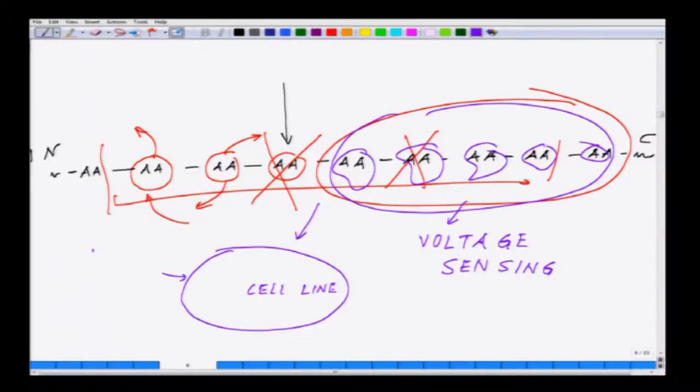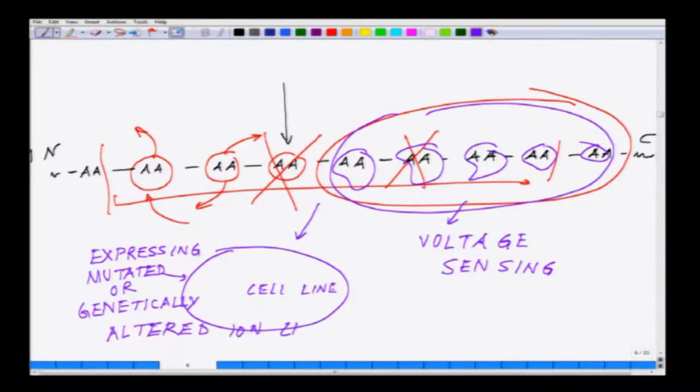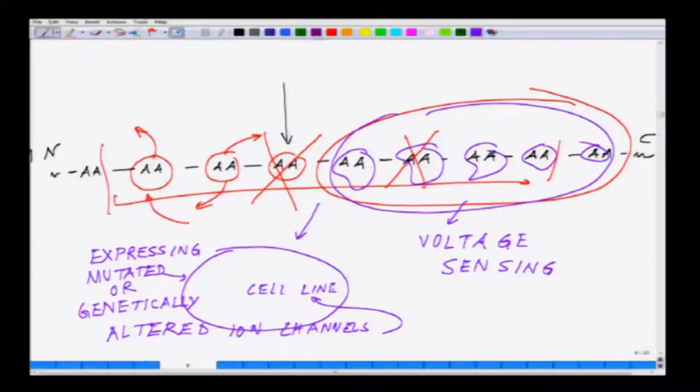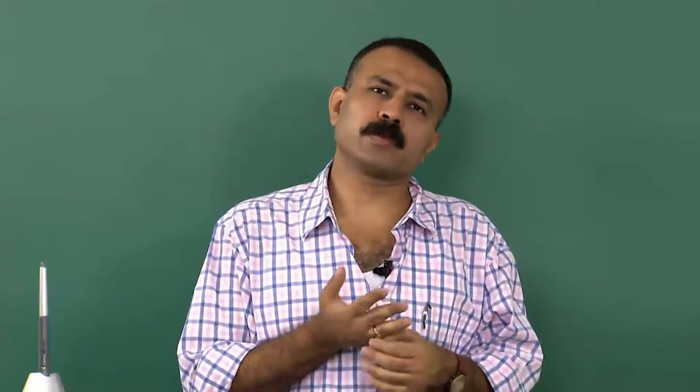So, I express mutated or genetically altered ion channels on cell lines. Now you have a cell line which has genetically altered ion channels. Then you take this and you perform electrophysiology. That is where you will be able to figure out how a specific change in a sequence, or a mutation at a particular part, could influence its voltage sensing, could influence the selectivity pore, could influence the gate, likewise.